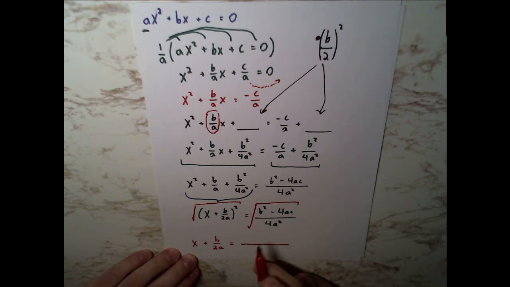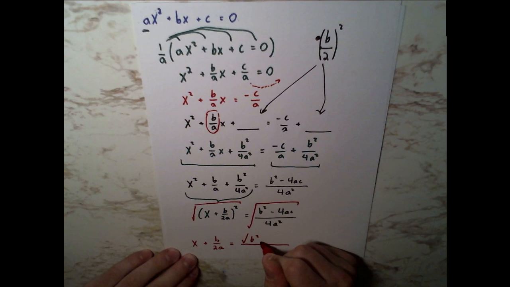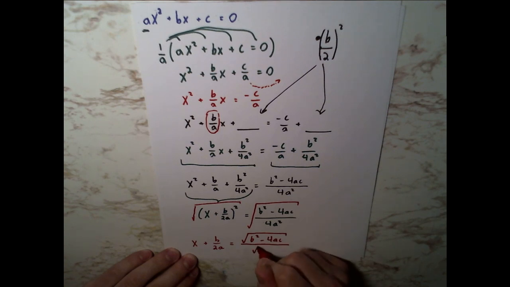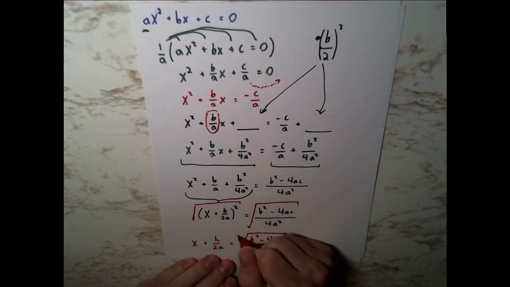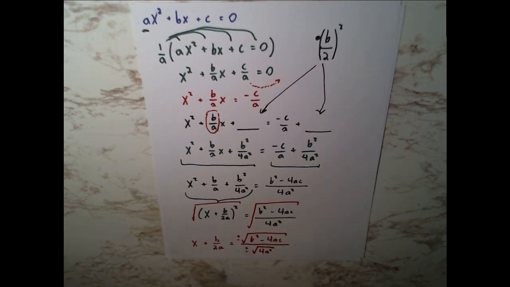I'm actually going to split this square root up, so I'm going to just take the square root of the numerator and the square root of the denominator. And so we have the square root of b squared minus 4ac, and then the square root of 4a squared. And then whenever we do this, we need to make sure to add in our pluses and minuses there. So we're almost done.